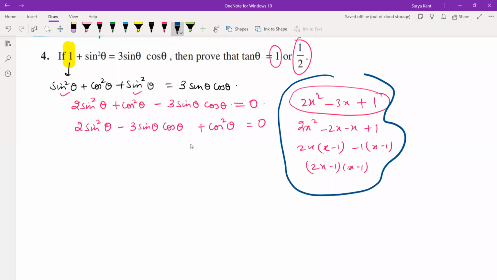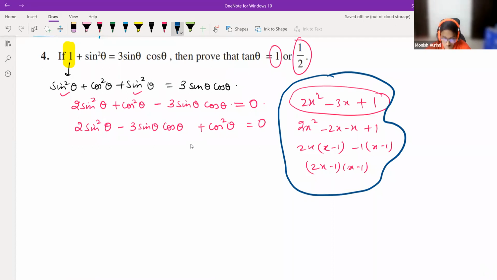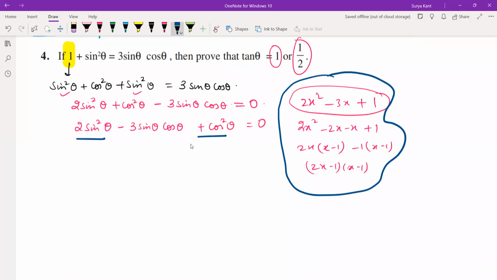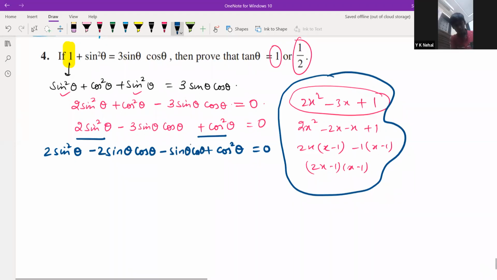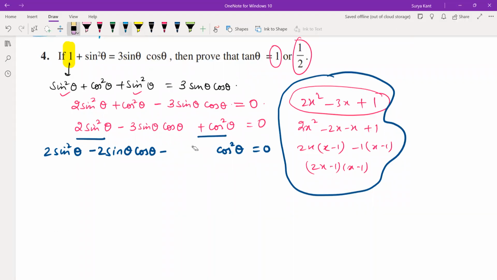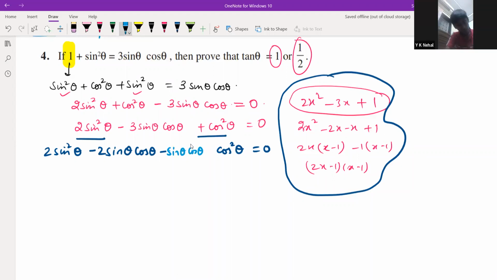So what I'm trying to do here is, see this and this is the product. So we can write it as 2 sine square theta, and here we write as it is plus cos square theta. In between we can write minus 2 sine theta cos theta, and again minus sine theta cos theta. It's clear what I wrote here?